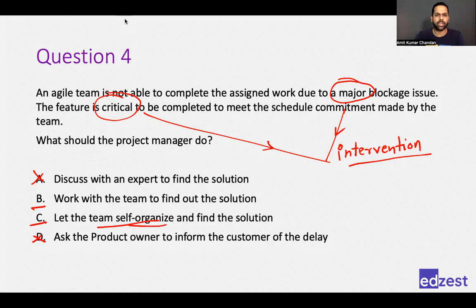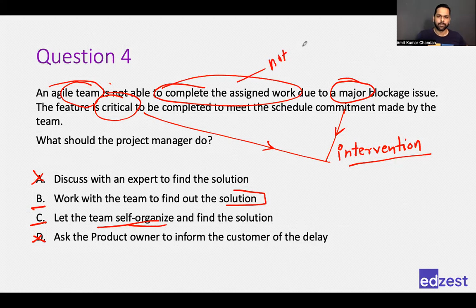Anyone else? Amit, I have one thing here. Yeah, I will go for B. The reasoning is that the question says an agile team is not able to complete the work due to a major blockage. It does not say anything about an individual person. So it means the whole team has tried and they are not able to solve the issue, so they need help from the project manager, because that is one of the choices here: work with the team to find the solution. So the PM has to come and discuss with the team and identify the solution. That was my thought process for B instead of C.